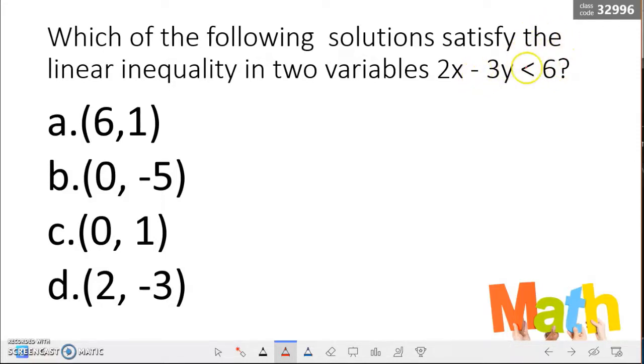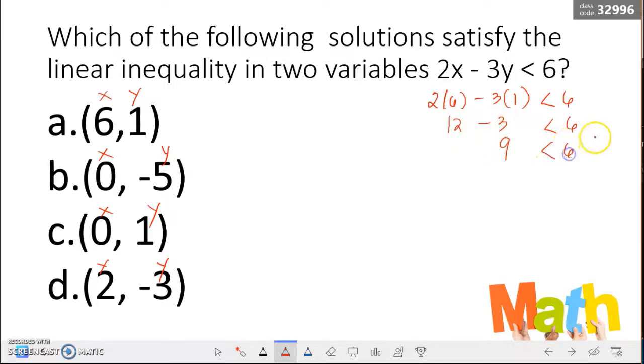Which of the following solutions satisfy the linear inequality in two variables 2x minus 3y is less than 6? What you will do, class, is substitute the values of the x and y coordinates. Whichever gives a true statement is our answer. So, let's try letter A. x is 6, so 2 times 6 minus 3 times 1 is less than 6. Let's see if it's true. 12 minus 3 is less than 6. What is 12 minus 3? That's 9. 9 is less than 6. It is false, so we will not answer this.